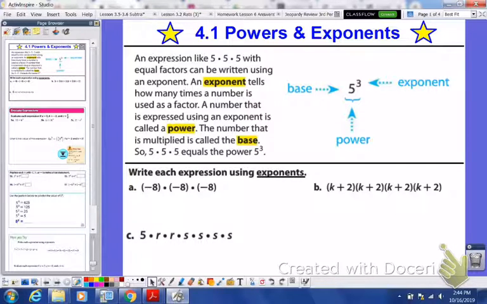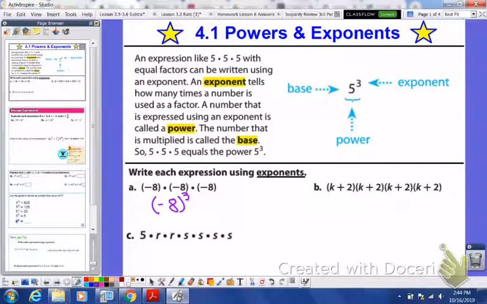So we want to do a little practice with rewriting. So write each expression using exponents. In our first example, we have negative 8 times negative 8 times negative 8. Now notice, the negative is in parentheses each time. So we need to keep our parentheses when we rewrite it. So negative 8 in parentheses, I have 1, 2, 3 of them. So it is negative 8 to the third.